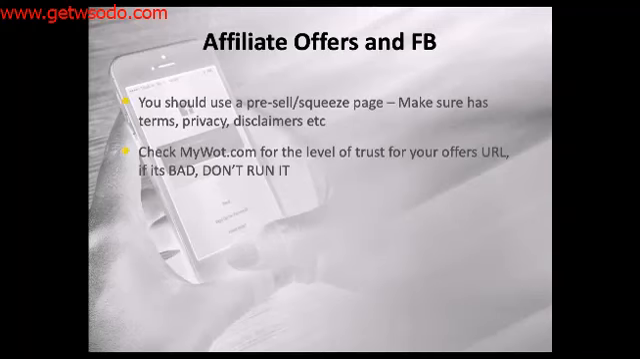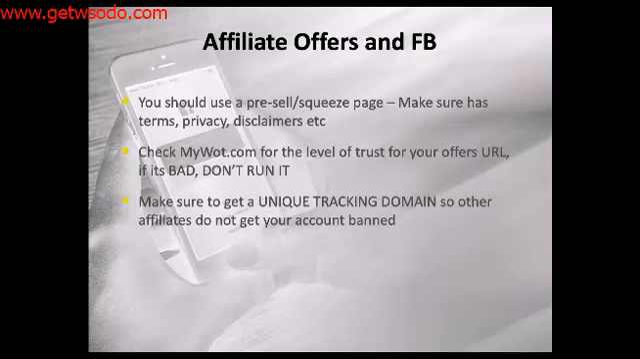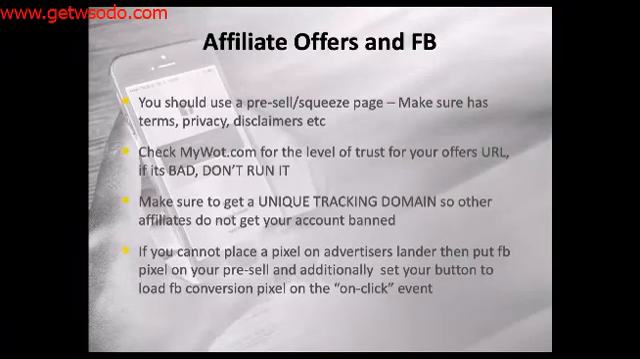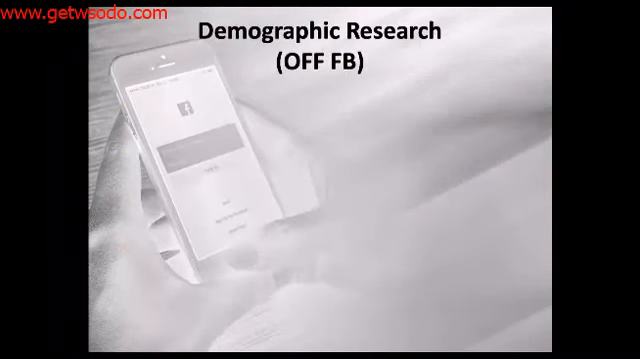I would check your MyWatt score if it's a Shopify store. You just go to mywatt.com, and I think you have to download the toolbar, and then just go to your site, and you just see if it's green, yellow, or red. If it's red, you need to go get some positive reviews. Have your friends go to your site and give you some positive reviews. If it's yellow, do the same thing. If it's green, you're okay. This is the system that Facebook uses to determine if your site is friendly or not, basically. Get a unique tracking domain, and make sure you place your pixel everywhere, basically.